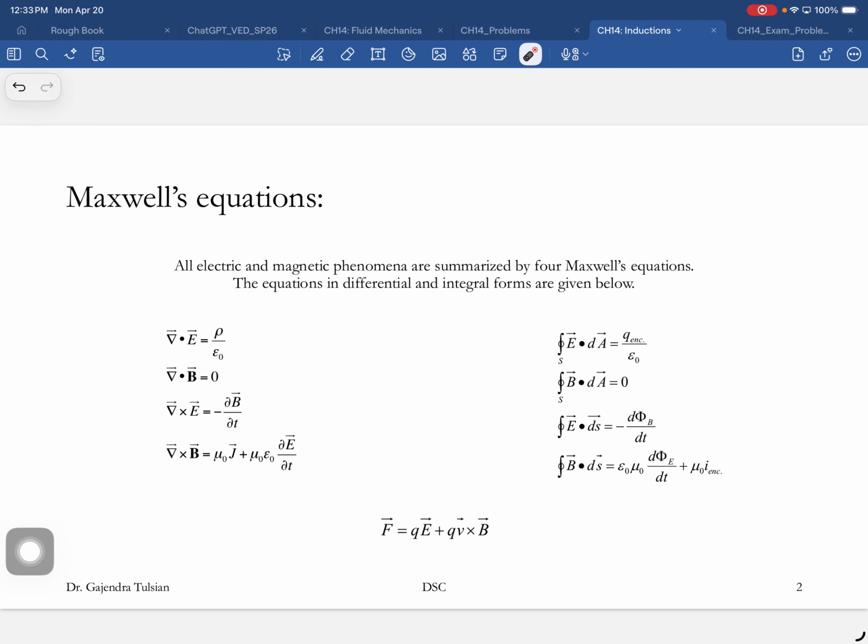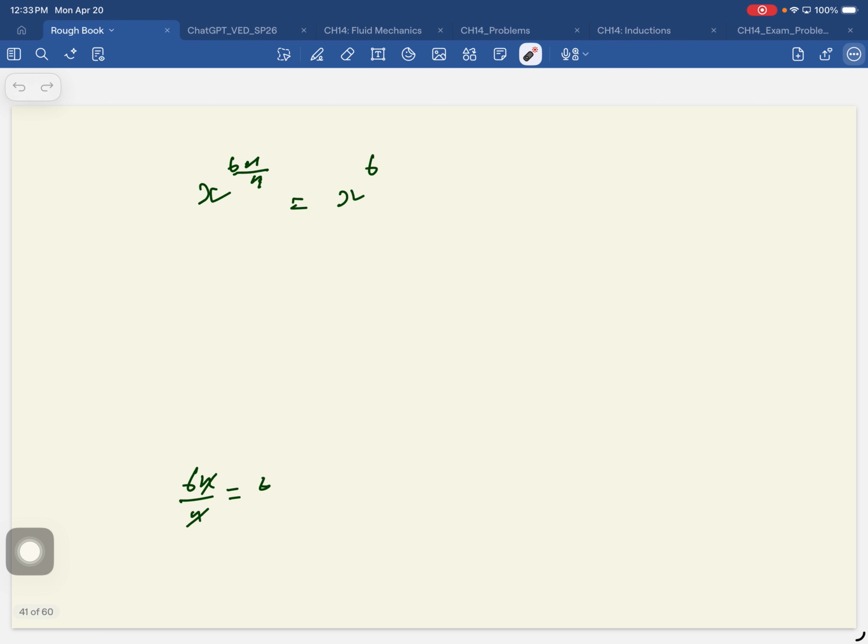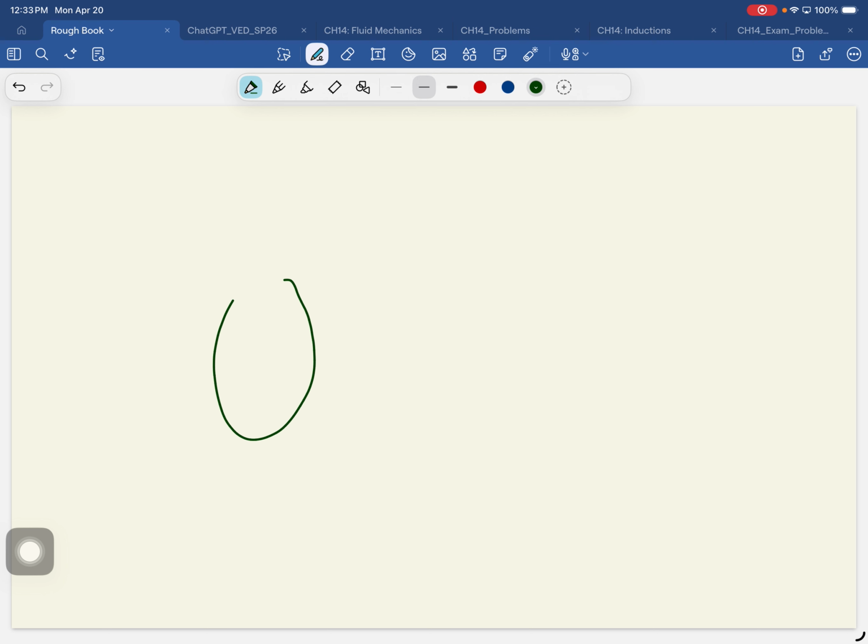Let me illustrate this. Let's say you have a circular wire, and you pass a current through this wire. If you use your right hand and your fingers curl around in the direction of the current, this will produce a magnetic field like so. This will act like a magnet like that.